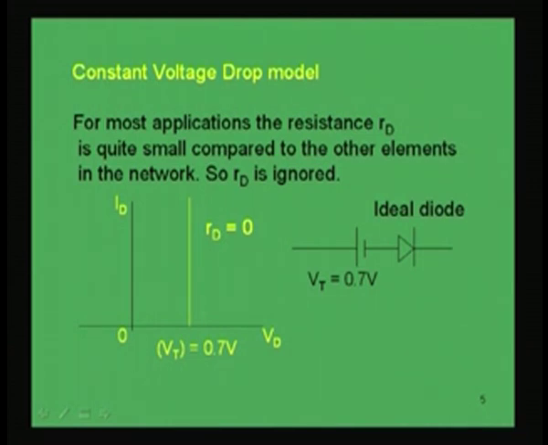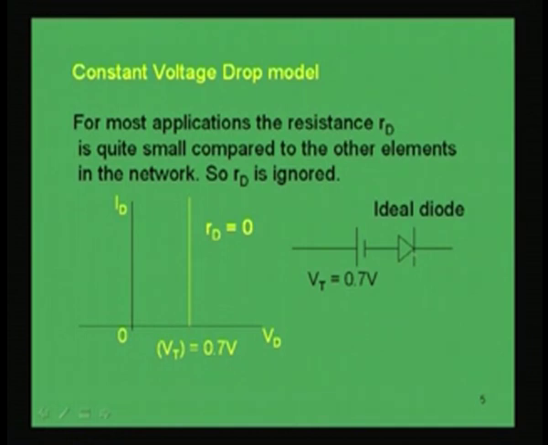So, the model becomes much simpler, and it is used in cases where the calculation of current is not so important and only the application of the diode is important, for example, in rectifier circuits, where we are concerned about the effect of using the diode, not the exact calculation of the currents as such. Then we can use this model, and this is mostly used in those cases.